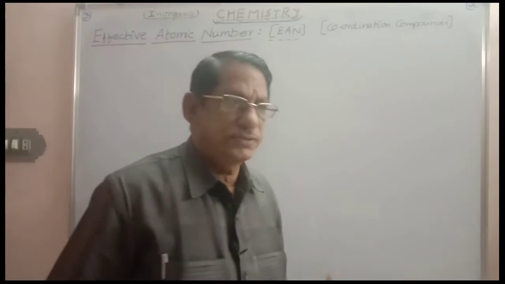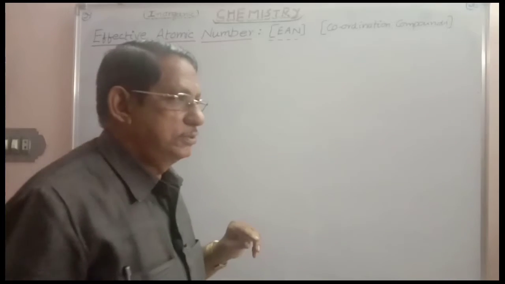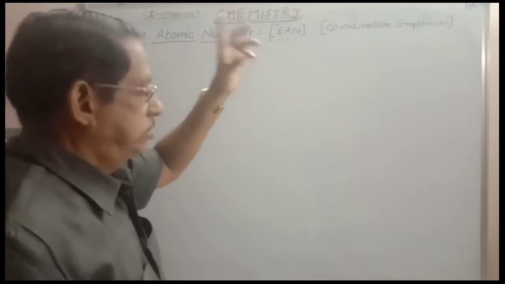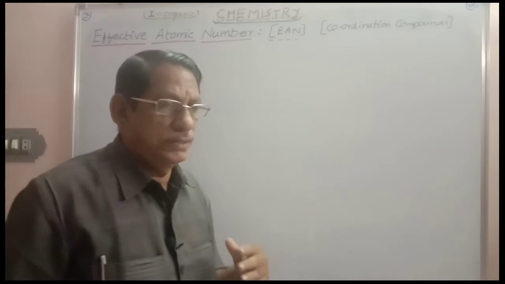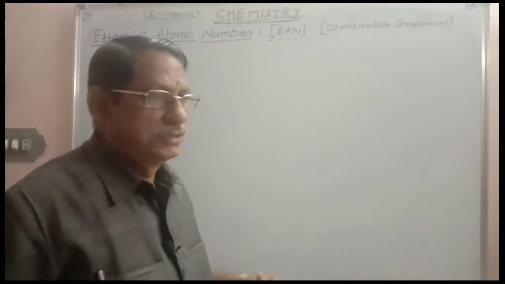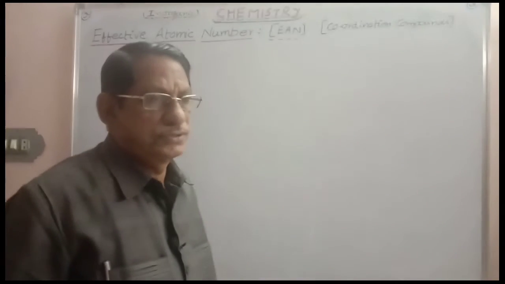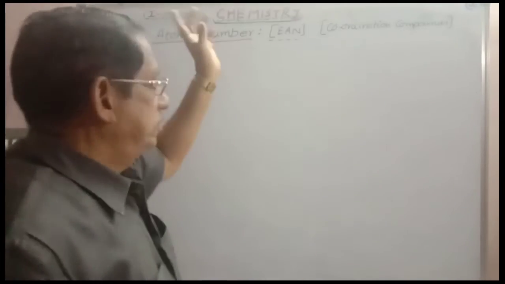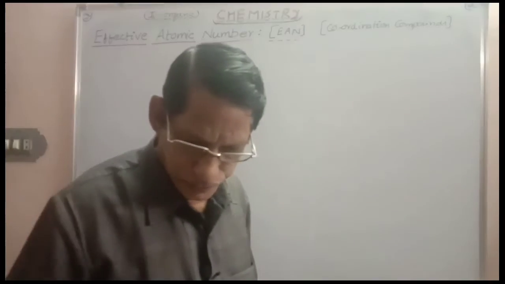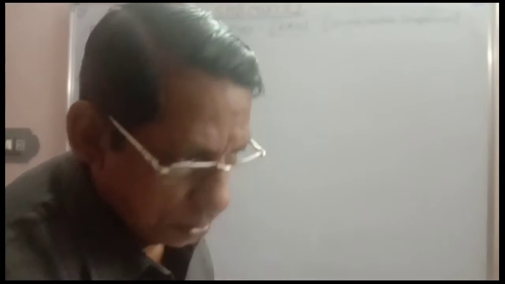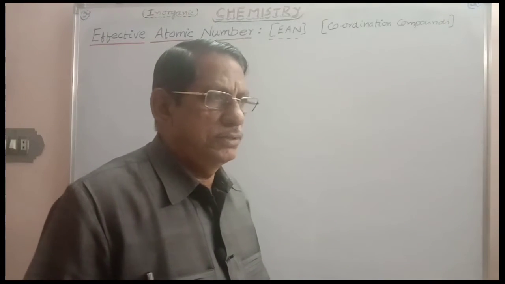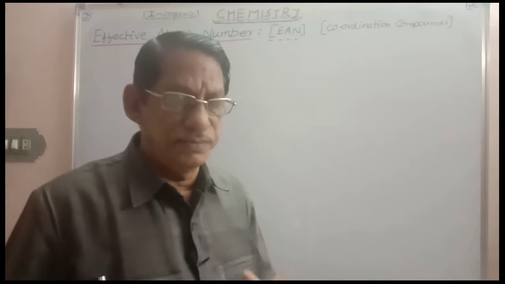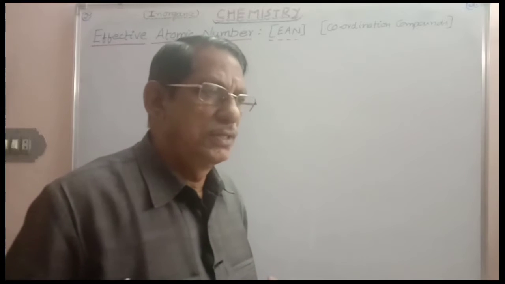In today's class, we are going to discuss effective atomic number, an important concept from coordination compounds or complex compounds, a part of inorganic chemistry. You know pretty well examples for the complex compounds like potassium ferrocyanide, potassium ferricyanide, like this.